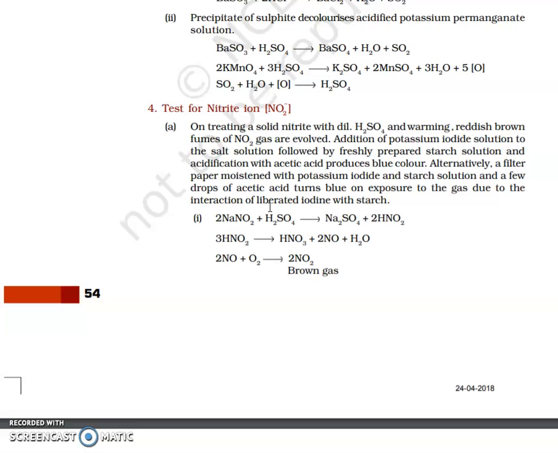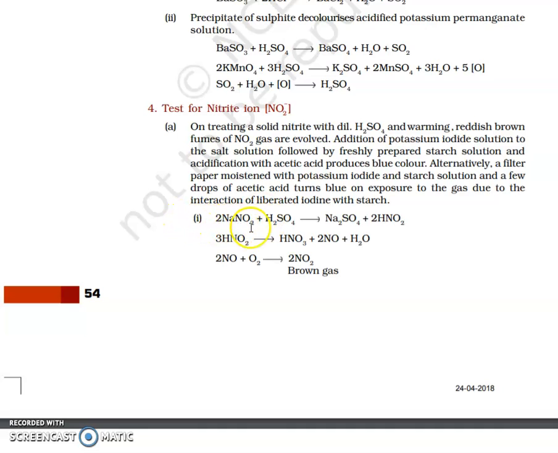Test for nitrite ion. On treating solid nitrite with dilute sulfuric acid and warming, reddish brown fumes of NO2 gas are evolved. Addition of potassium iodide solution to the salt solution, followed by freshly prepared starch solution and acidified with acetic acid, produces blue color. Alternatively, a filter paper moistened with potassium iodide and starch solution and a few drops of acetic acid turns blue on exposure to the gas due to the interaction of liberated iodine with the starch.